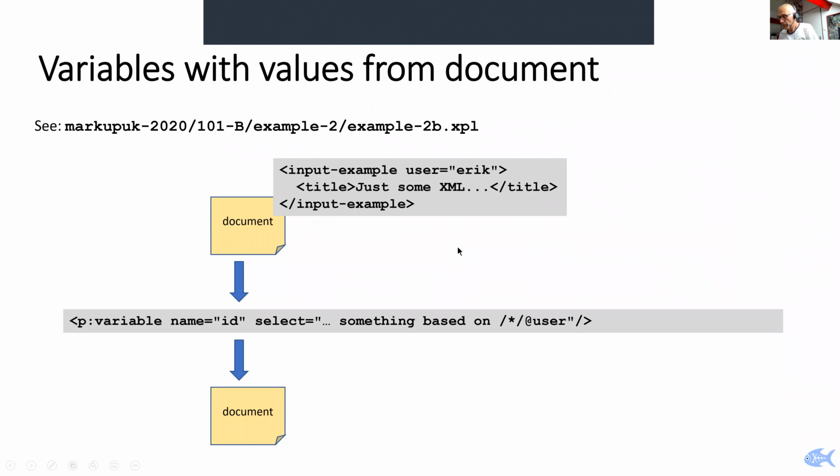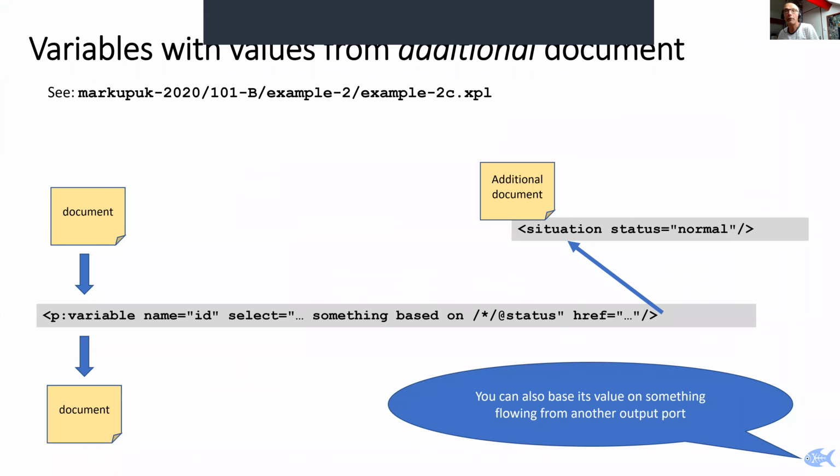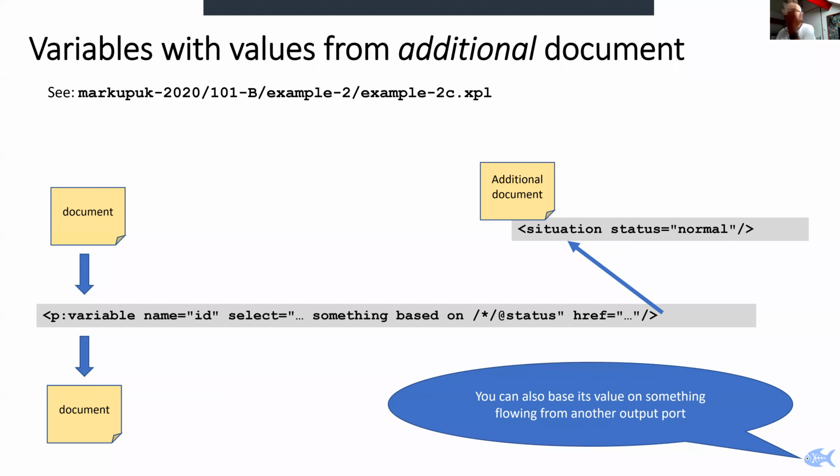So you can get values from your document. Another thing is you can get values from another document, from an additional document, another document on disk. Let's have a look at this example 2C.